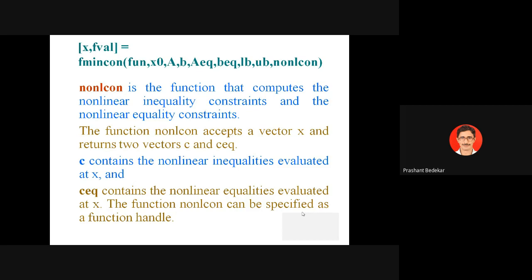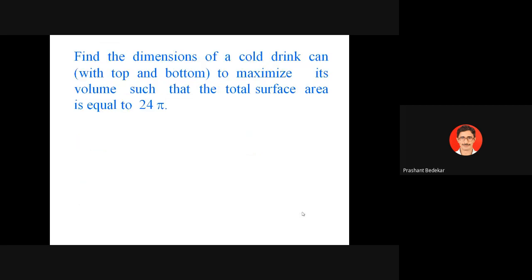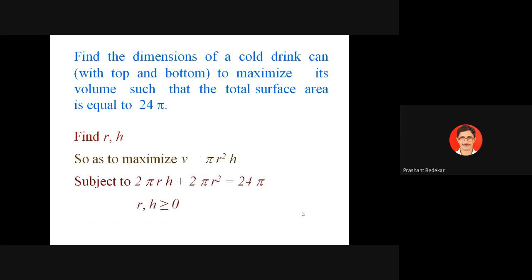So now we'll see a problem and how it can be handled using fmincon. Find the dimensions of a cold drink can with top and bottom to maximize its volume such that the total surface area is equal to 24 pi. This is the problem which can be formulated in this way. We have already seen it yesterday. Now we will see how to solve this problem using fmincon.